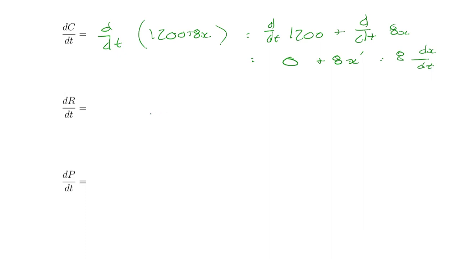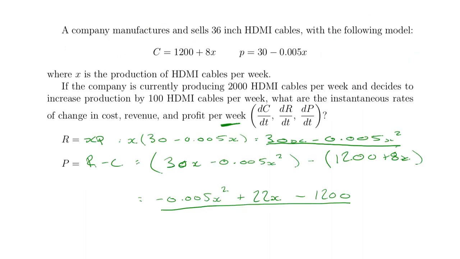For revenue, we can do the same thing, but before we do that, let's go back and figure out what dx over dt actually is. Here, we were told that we're going to increase the production by 100 HDMI cables a week. If production is the thing that's increasing, that means x is the thing that's increasing. And if we say that it's increasing, then we know that that's talking about a rate of change. So here, we're saying dx over dt is 100.